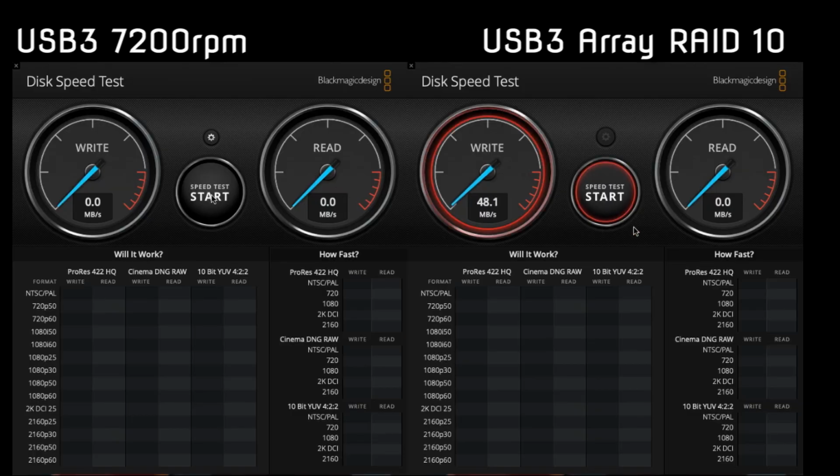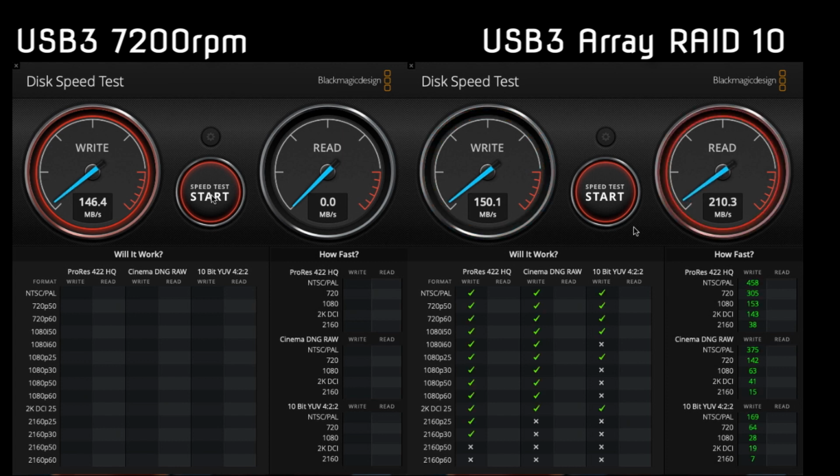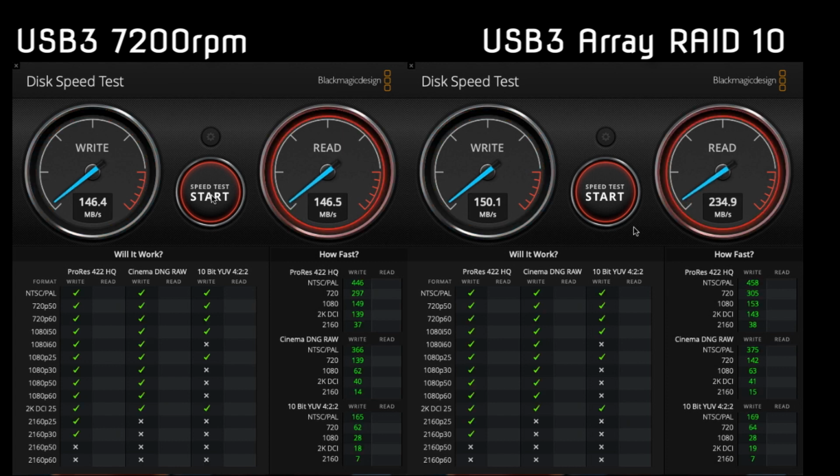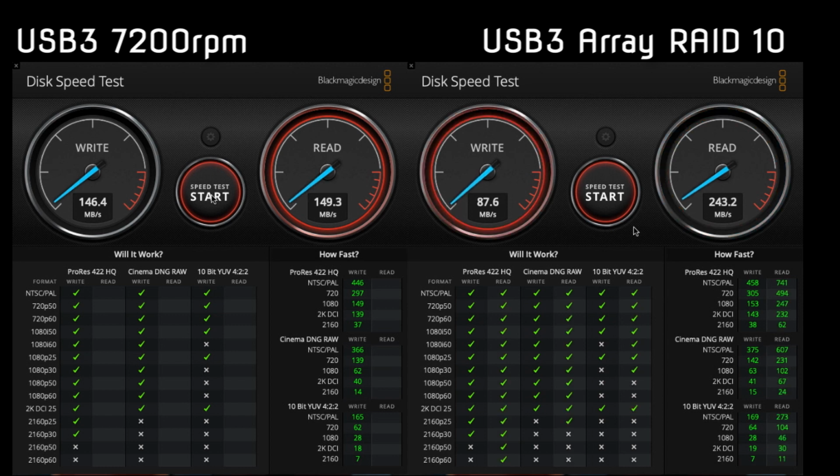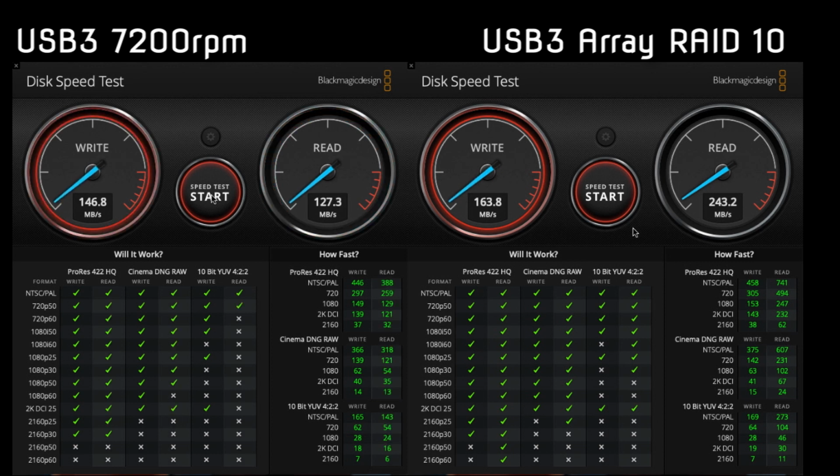Running a simple speed test between two different USB 3 drives can tell us a lot about real-world transfer speeds. On the left is a 7200 RPM drive in a USB 3 case connected to a USB 3 port on the computer. On the right is a USB 3 connected array configured to RAID 10. Now notice the differences in the read speeds. The RAID is faster, but how close is either of these to the USB 3 standard?